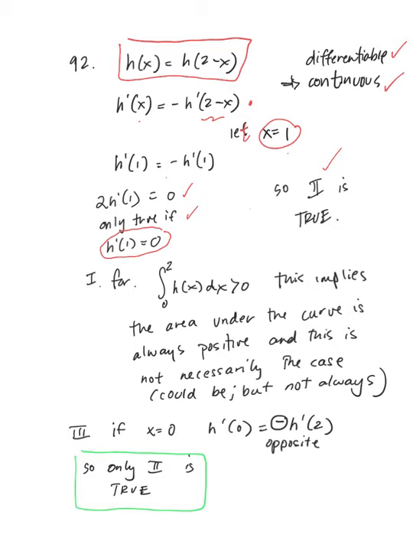Now, this is telling us that the area underneath the curve is always positive. And this is not necessarily the case. It could be, but what we're probably talking about here is a constant function, and it doesn't necessarily have to be something that is above the x-axis. It could be below the x-axis. And at x equals 0, h prime of 0 is equal to negative h prime of 2, which is the opposite. So 3 is false, and we have that only choice 2 is true.